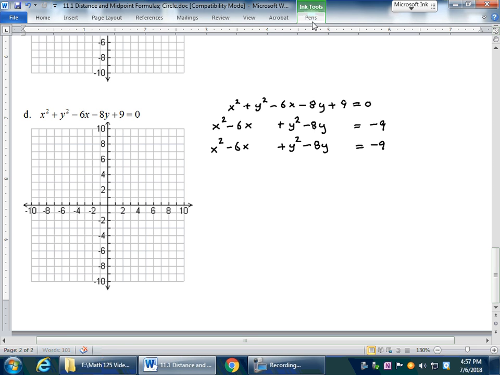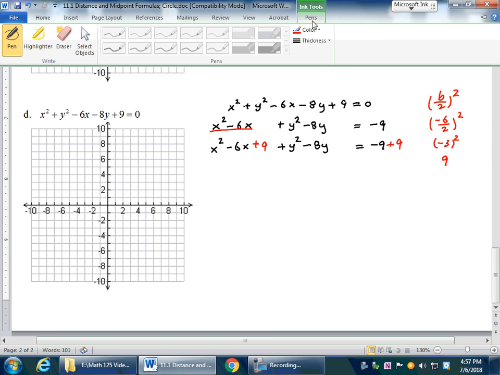When completing the square for the x part, I'm going to use b divided by 2 and square it. This is my x part. My b in this case is negative 6, divided by 2, squared, which is negative 3 squared. That gives me 9. So I'm going to add 9 to get a perfect square trinomial, completing the square for the x part. And remember to add 9 to the other side also.